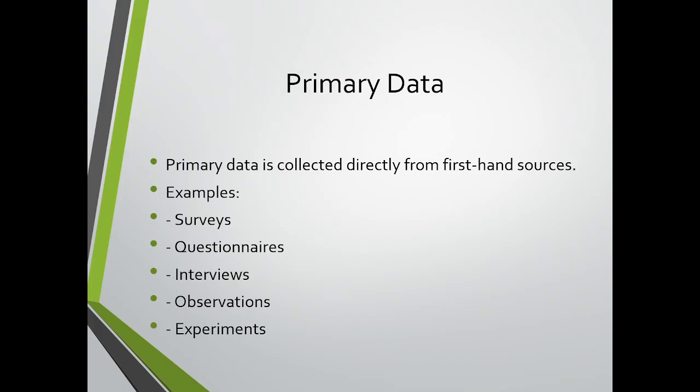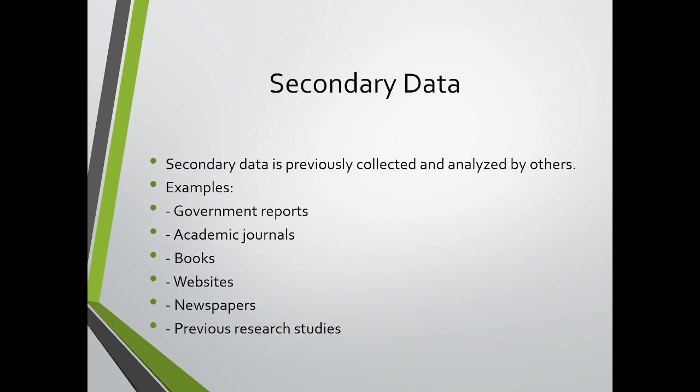Primary data is usually collected directly from a first-hand source. When we say first-hand source, that is those who are our sample, our study population, we collect data directly from them. And this could be done through surveys, questionnaires, interviews, observation, and experiments.